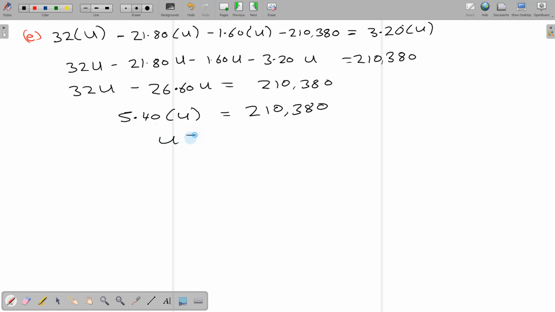What we now need to do is just divide. And the amount of units we must sell is 38,960. So we would be quite close to the number of units we're selling now. We're selling 38,000 units now.